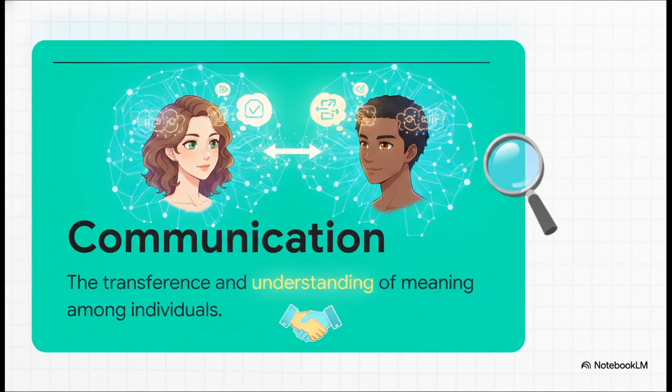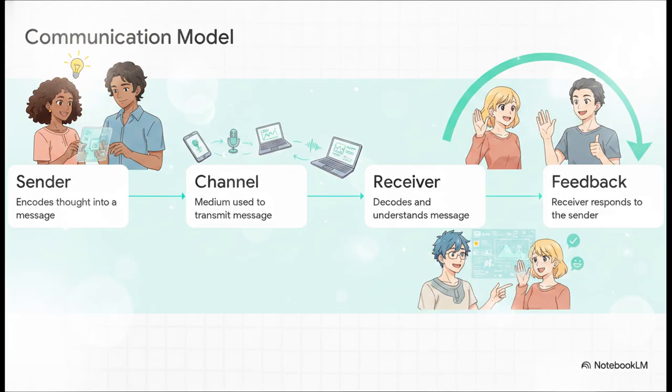You can talk all day long, you can send 100 emails, but if the meaning isn't grasped by the person on the receiving end, communication simply hasn't happened. It's a two-way street of shared meaning. Every single message follows a very specific loop.